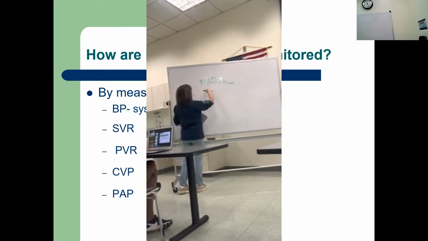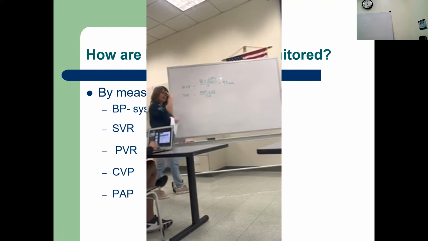So we need to know the mean arterial pressure as our starting pressure, and the central venous pressure, or right atrial pressure. Pressure over flow gives us resistance, and we use cardiac output. And then there are units of resistance, and it's got the fancy words, dynes per second per centimeter to the minus 5.